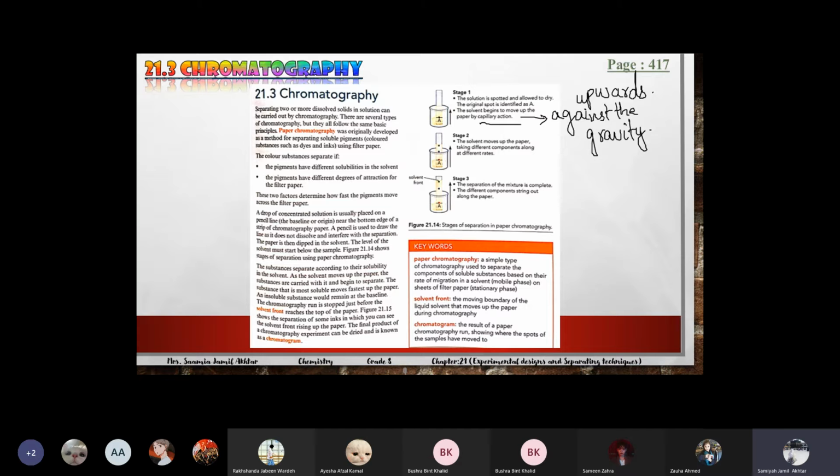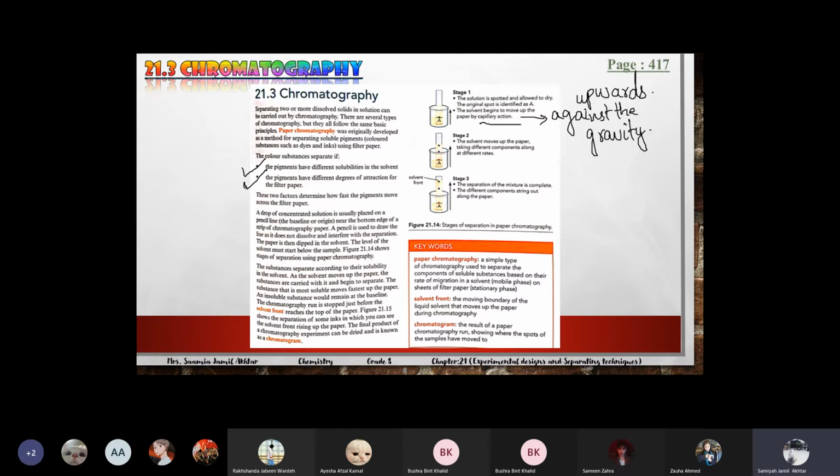Stage 3 is the separation of the mixture is complete. The different components string out along the paper. On the paper it will be separated out. Now here, paper chromatography was originally developed. The colored substances separate if the pigments have different solubilities in the solvent. So the colors are separated according to their different solubilities. And the pigments have different degrees of attraction for the filter paper.